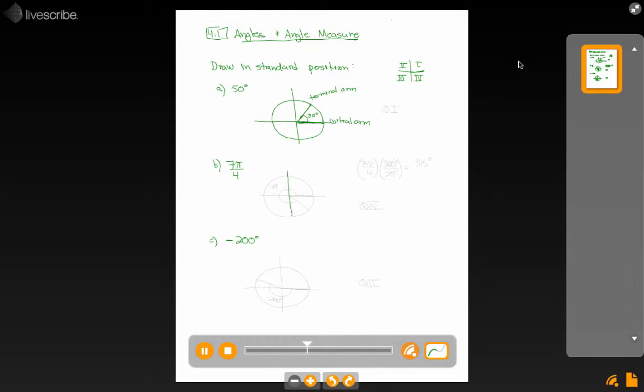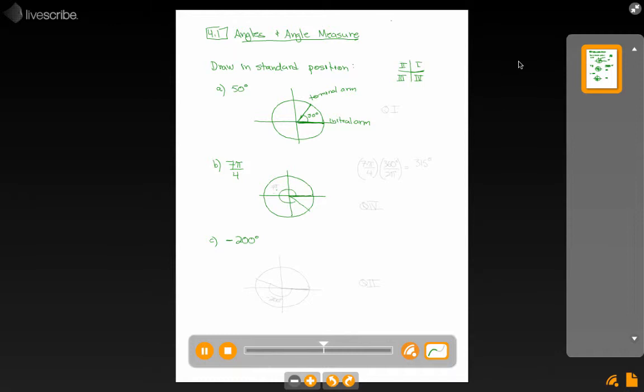The next one, we're asked to draw 7 pi over 4. Now, it's not given in degrees, so it must be radians, even though it doesn't say so, and that's something you want to get used to in trigonometry. If you're not given that it's a degree question, it must be a radian question. 7 pi over 4 is slightly less than 2 pi.